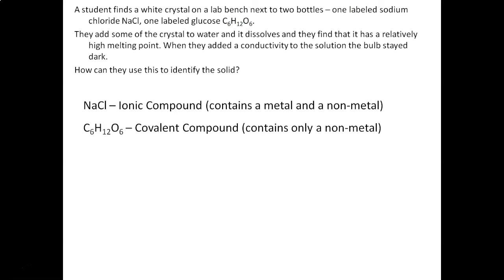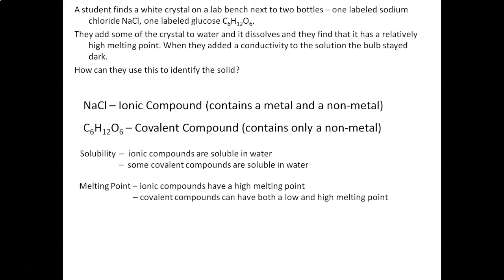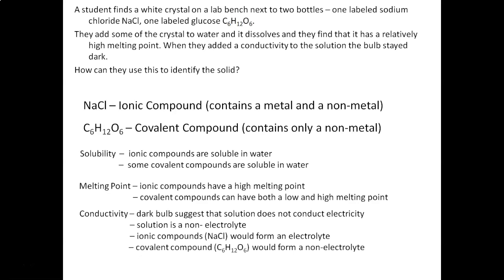Glucose, which is C6H12O6, only contains nonmetal atoms. So as a result, since I have only nonmetal elements, it's a covalent compound and it's not ionic. Now, solubility. We know ionic compounds dissolve in water, some covalent compounds dissolve in water. Since my crystal dissolved in water, I can't use solubility to say for certain that it's an ionic or covalent compound. Melting point. I know that ionic compounds have a high melting point, but covalent compounds can have both a high and a low. So I can't use that either.